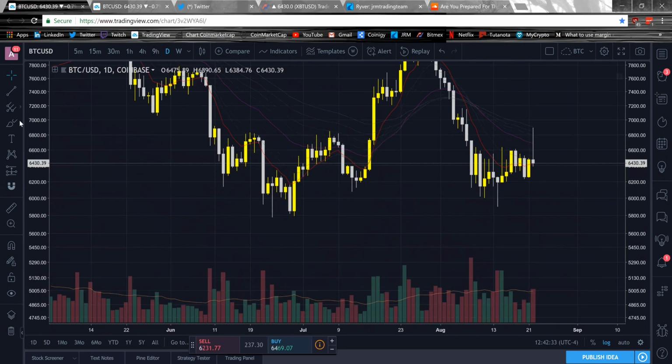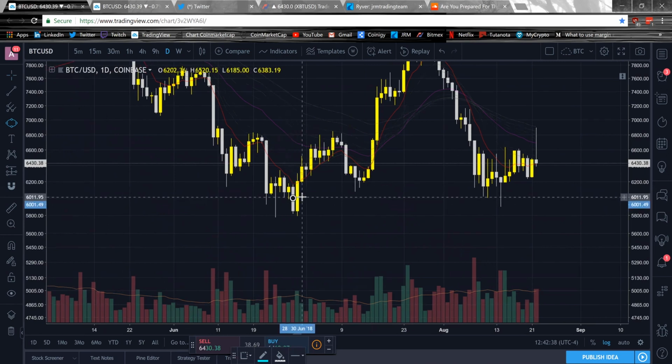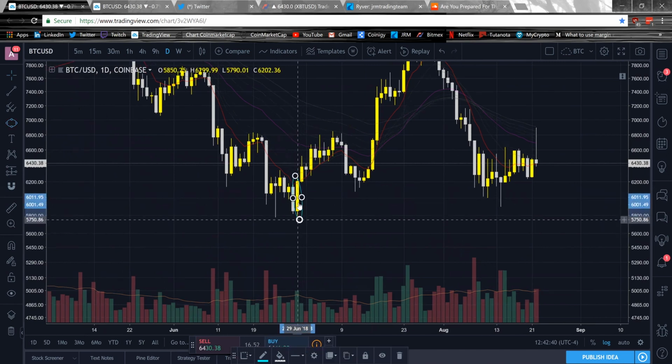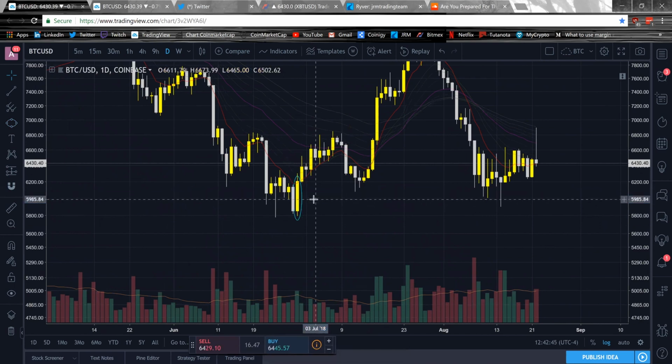But this candle right here would be an example of a bullish engulfing, right? And it's that yellow one on the right. So what do I mean by bullish engulfing?